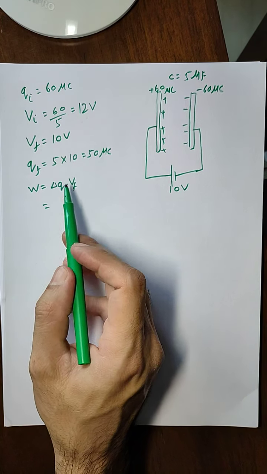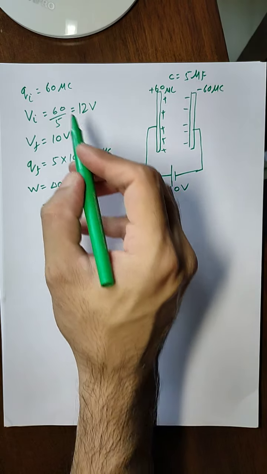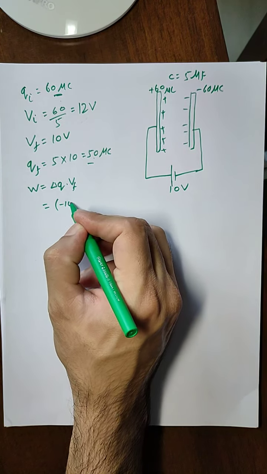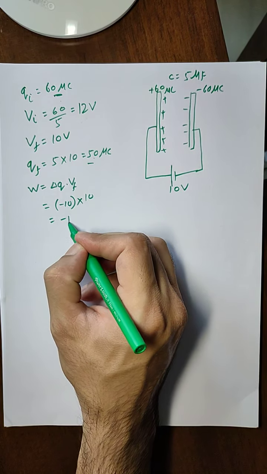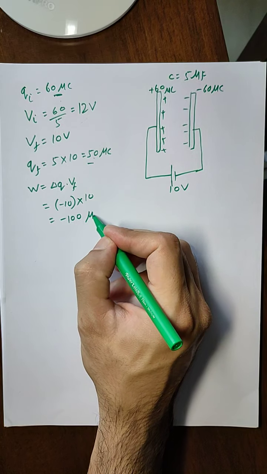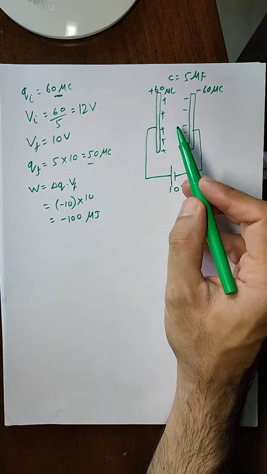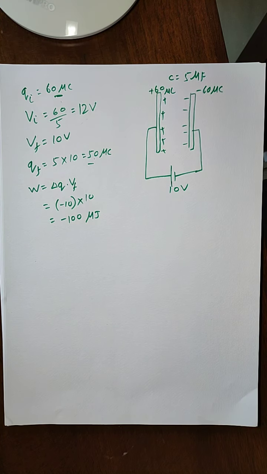So delta Q, since we are removing 10 microcoulomb of charge, we can calculate from here 50 minus 60, so it is minus 10. So delta Q is minus 10 multiplied by the final potential, which is 10. So work done is minus 100 microjoules. Now this minus sign signifies that the work done is by the capacitor plates on the battery. So this is the important part of this question.